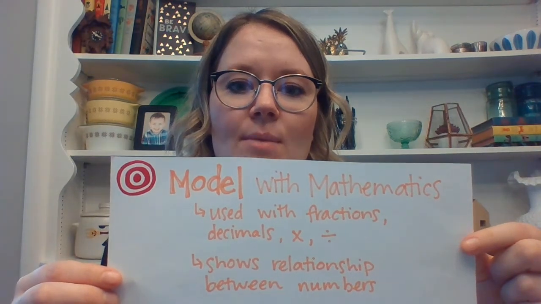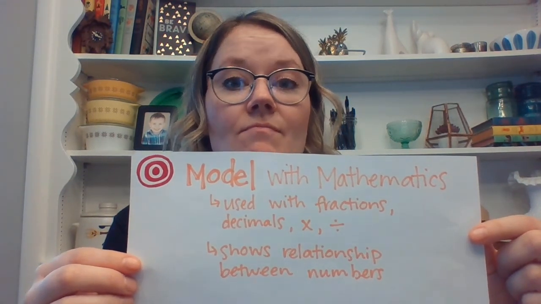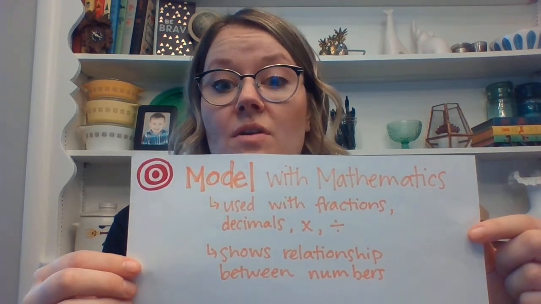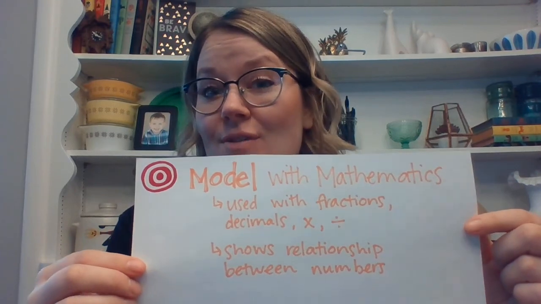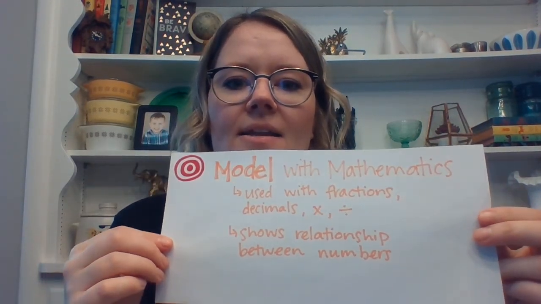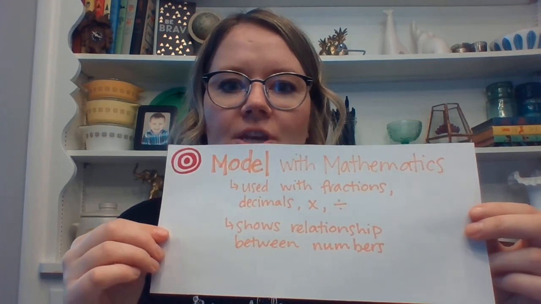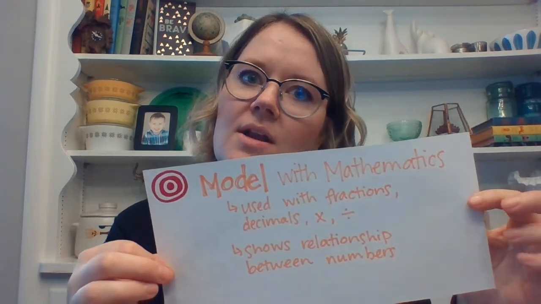A ratio table is a model that we can use to solve problems that are fractions, decimals, multiplication and division of whole numbers or decimals or fractions. It really helps us see the relationship between numbers, and that's a really important thing. So this model is really important and really fun once you get the hang of it.